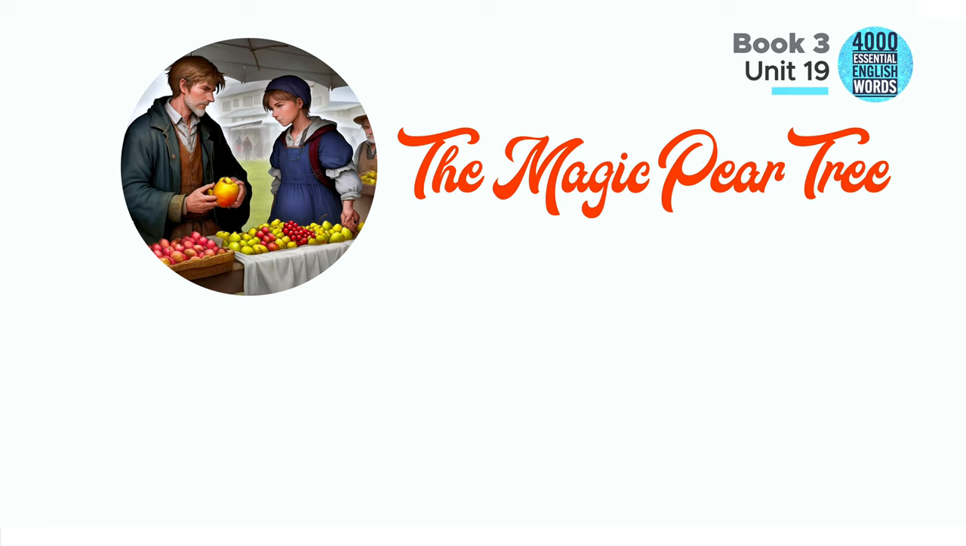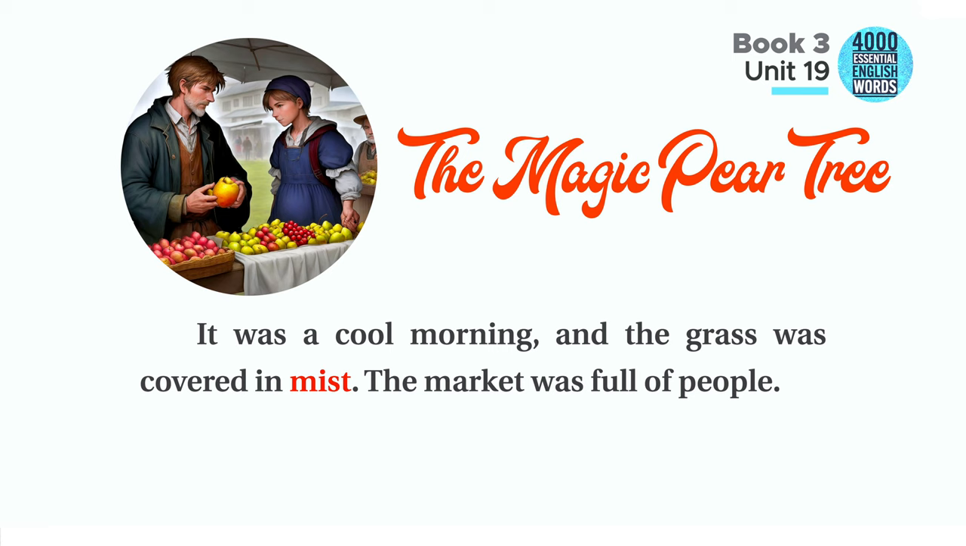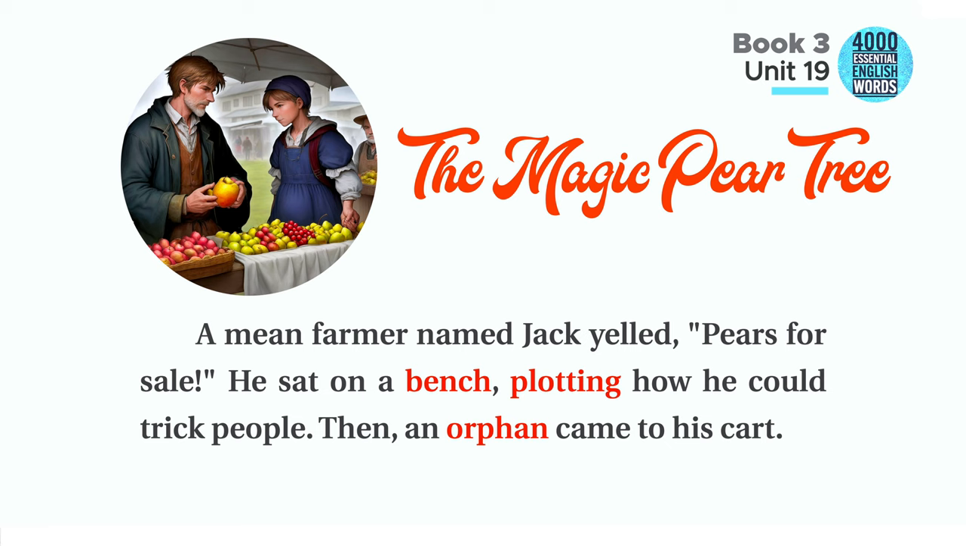The Magic Pear Tree. It was a cool morning, and the grass was covered in mist. The market was full of people. A mean farmer named Jack yelled, "Pears for sale!" He sat on a bench, plotting how he could trick people. Then, an orphan came to his cart.